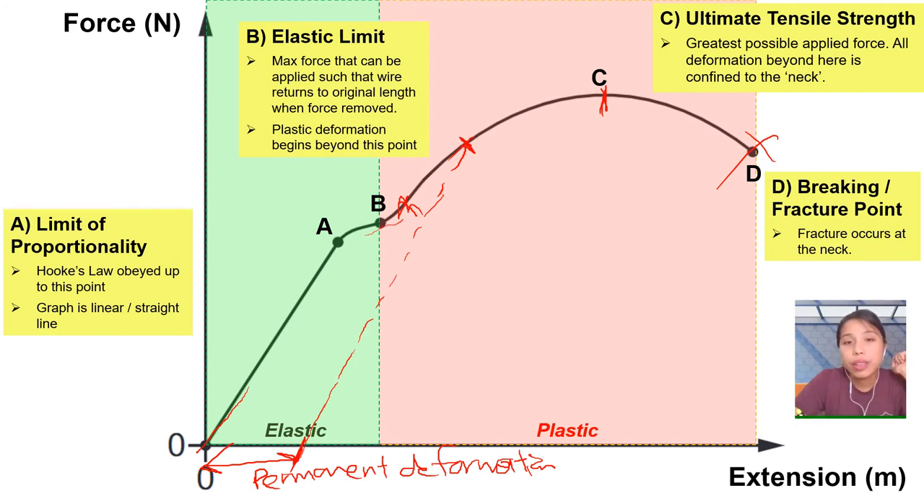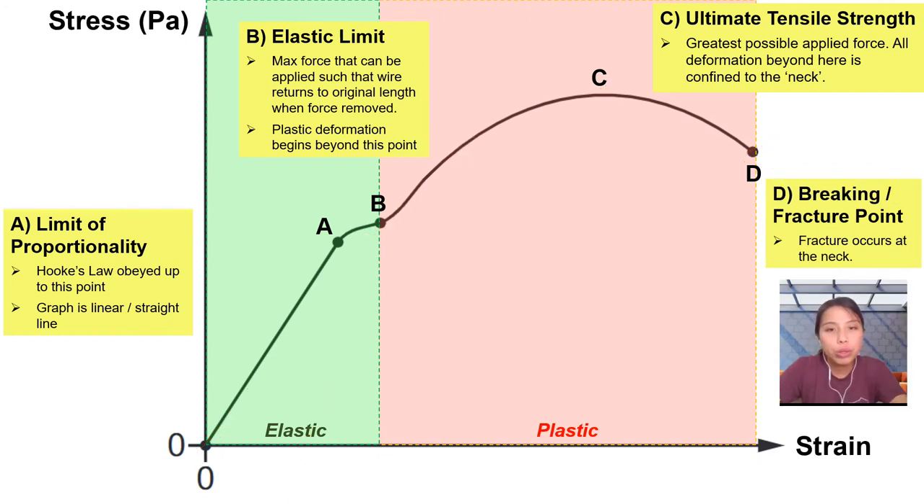Yes, it does. If I change the labels to stress and strain, the curve will also look the same, and you have the same key points along the curve of this stretching metal wire. The only difference is, if you look at the gradient for this part before the limit of proportionality, the gradient here is not k anymore, the gradient is Young's modulus.